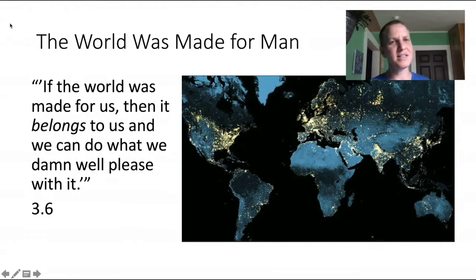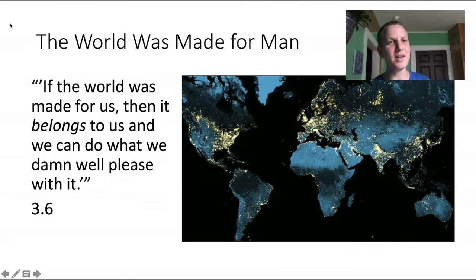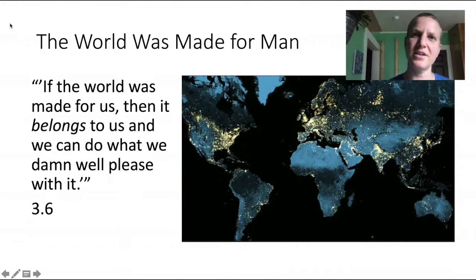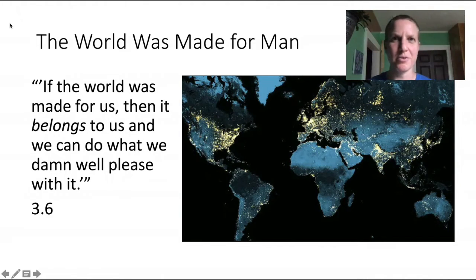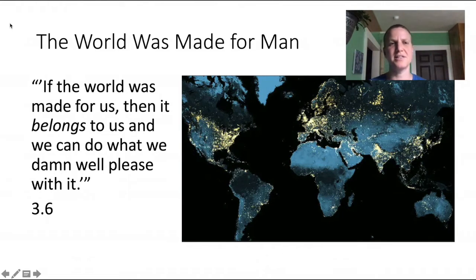So this idea that the world was made for us, that we are the point of creation, is sort of a premise in our reasoning. It's a reason for believing this conclusion that because it was made for us, we can do whatever we want. We can just basically annihilate everything else, kill everything else, and take over the world and use it to serve our interests. And this is from chapter 3, section 6.